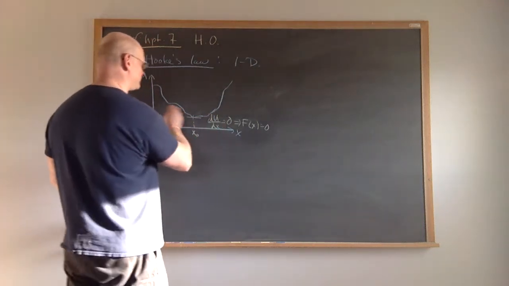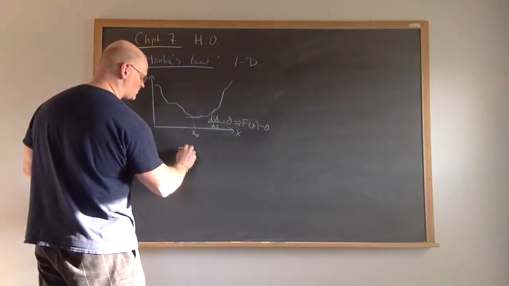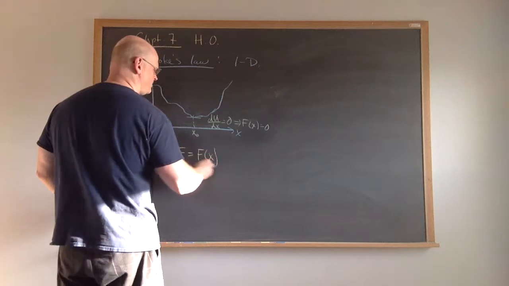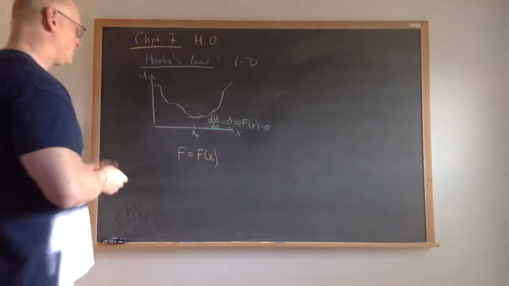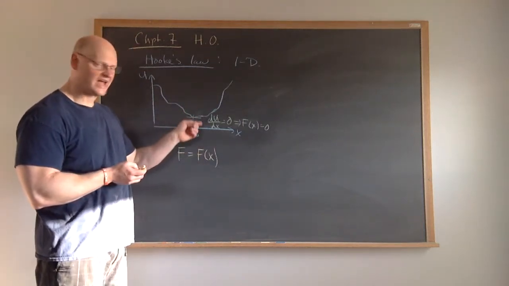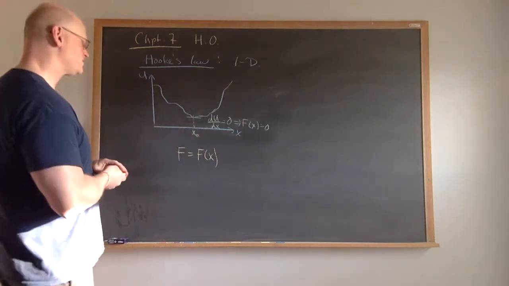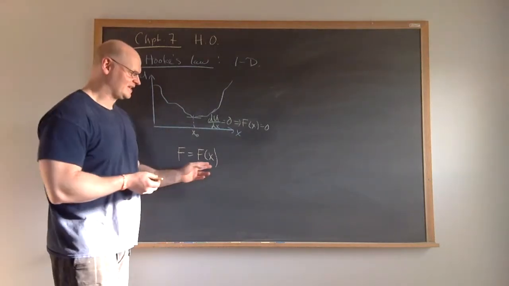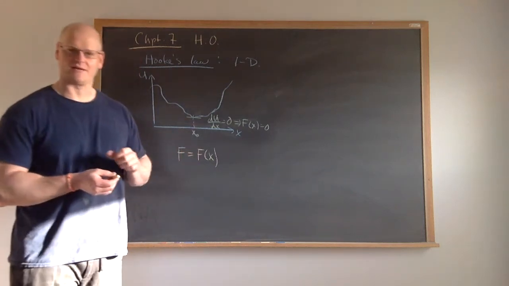Meaning that as I draw the force as a function of position, our force is only dependent on the position. We will look at situations where the force is velocity dependent. Those are what we call damped harmonic oscillators. And this force can also still be constant even if I have a damped harmonic oscillator.